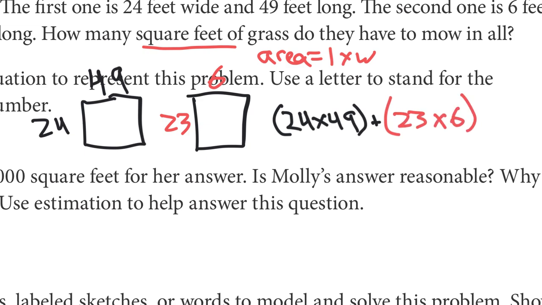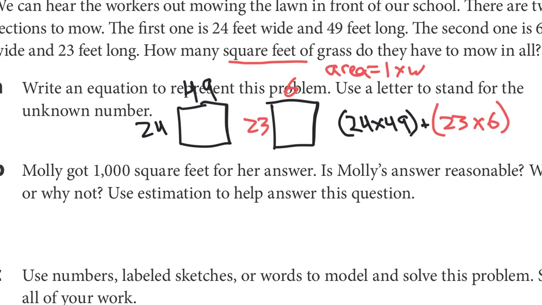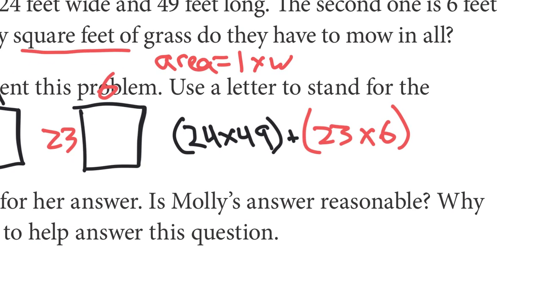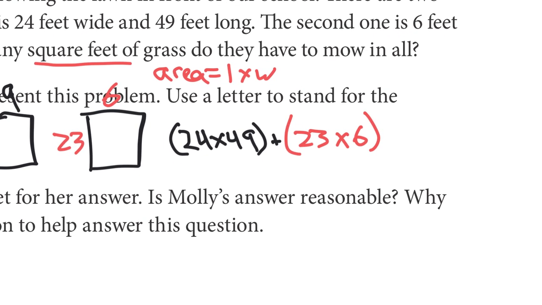It doesn't ask for the answer in this one. It just says write an equation to represent the problem and then use a letter to stand for the unknown number. My unknown number is going to be G for grass. So this problem says, if I take the area of the first rectangle and add it to the area of the second rectangle, I will know G, which is how many square feet of grass they need to mow.